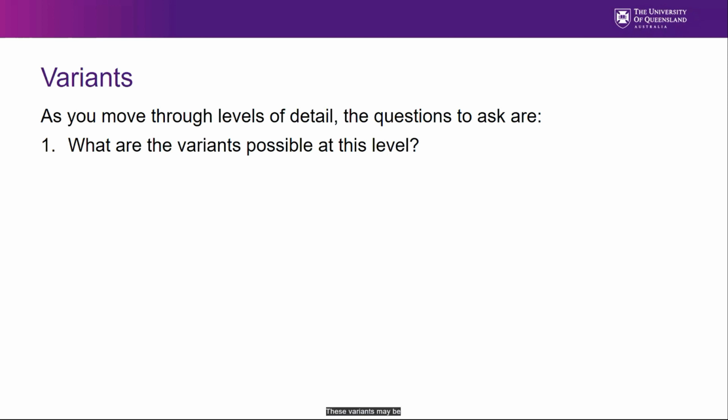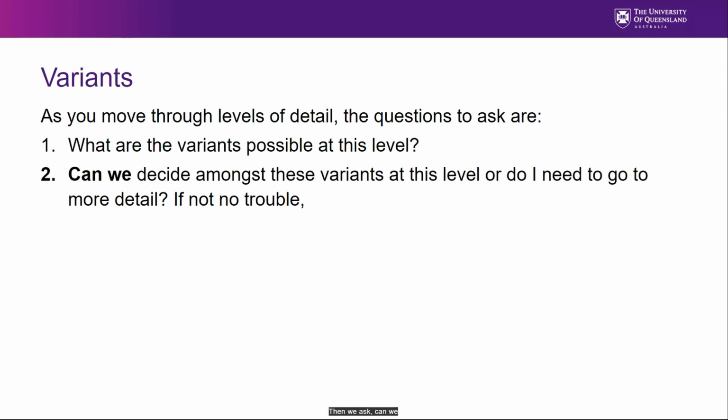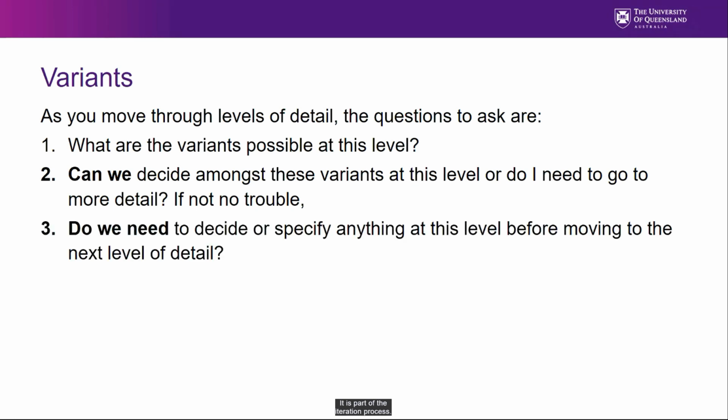These variants may be wildly different things, or they could be minor variants. We are most concerned with major variants initially. Then we ask, can we decide amongst these variants, or do I need to go to more detail? If a decision cannot be made, that is no trouble. It is part of the iteration process. Finally, we need to decide or specify anything at this level before moving to the next level.